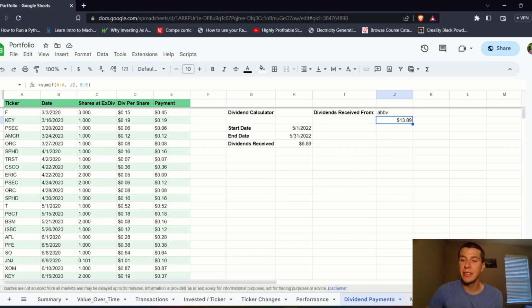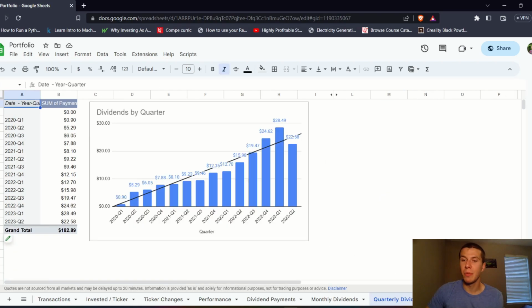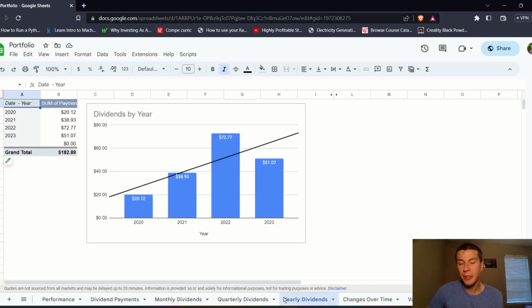And then these next few are just some charts. This shows the dividends received every month, and it just shows the progression there. And same for dividends by quarter, which is here, and then dividends by year.